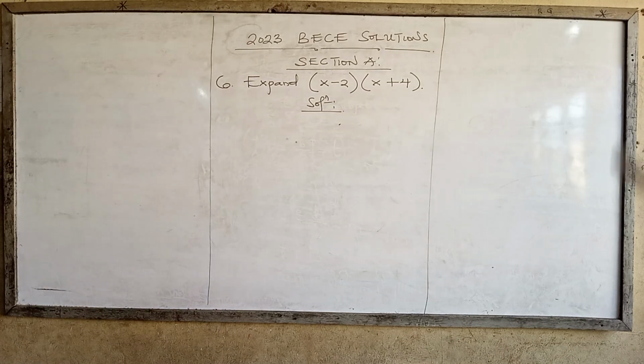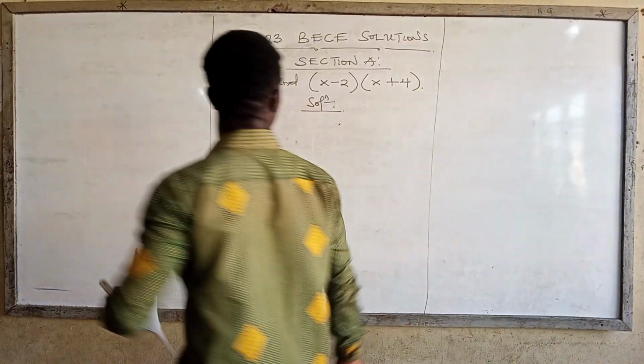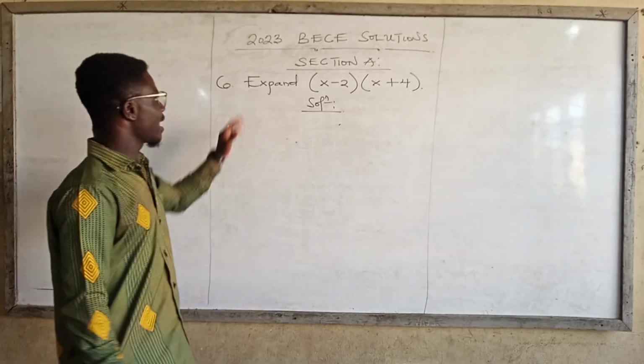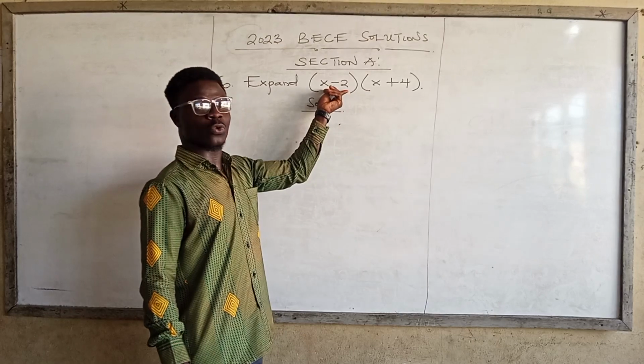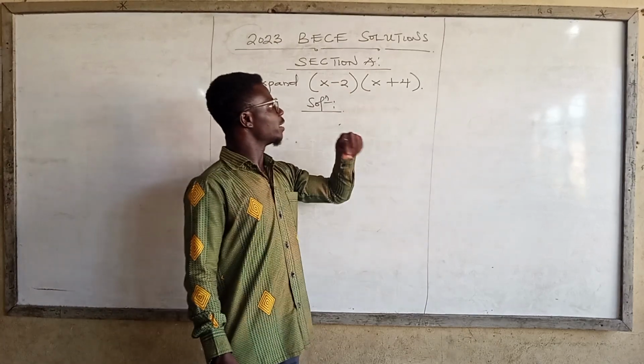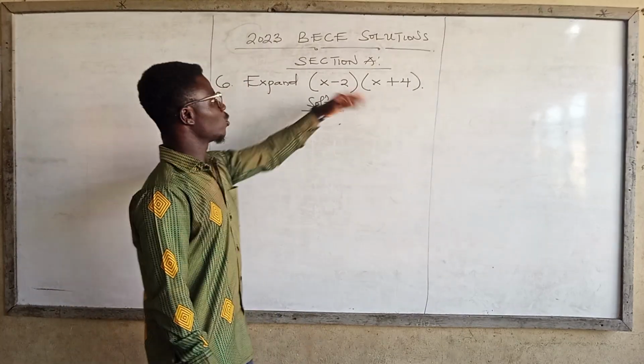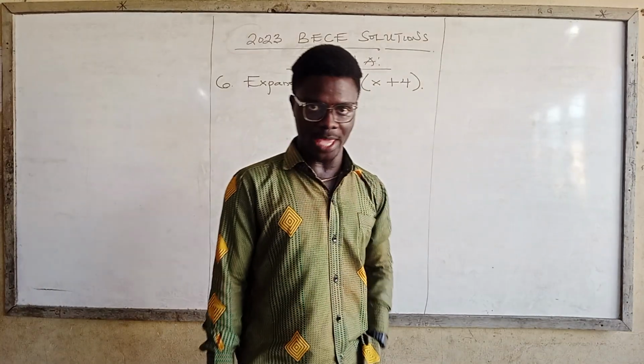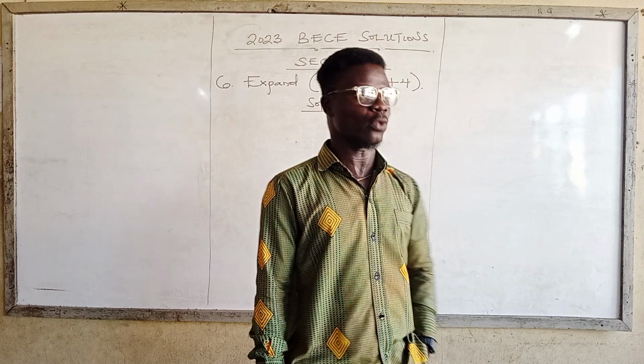So let's continue with our pre solutions, section A. This time around, question 6. Expand x minus 2 times x plus 4. So this one we call multiplication of 2 binomials. Multiplication of 2 binomials.